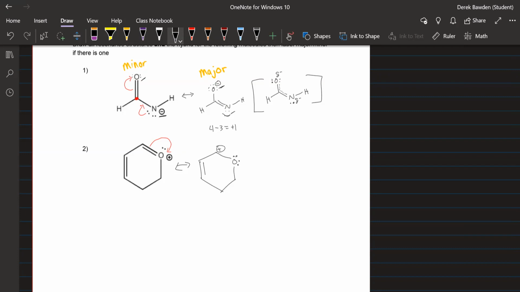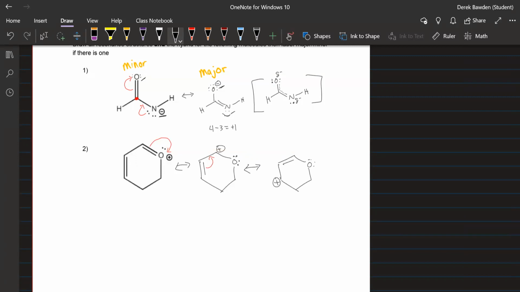Carbon's unhappy, it has a positive charge, and there is a double bond capable of helping out. So this double bond could move up here. Now our molecule would look something like this, with a double bond here, oxygen now has that, and the positive charge would be here. Do you guys see how I did that? Yes. Nothing too crazy, all right?